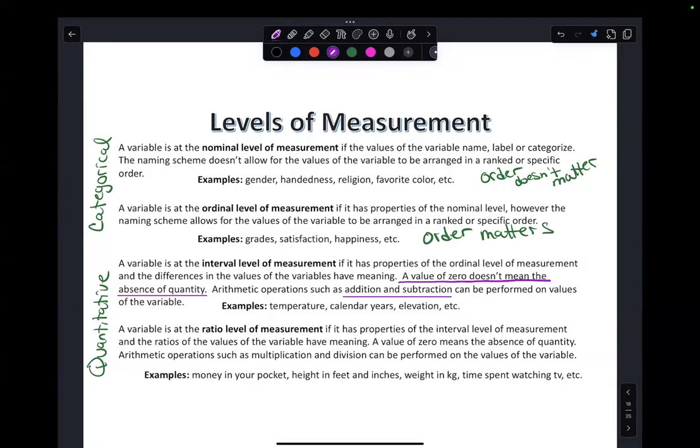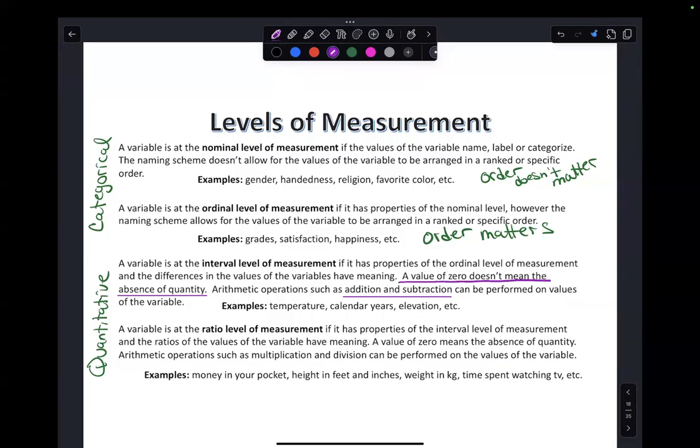So, for example, temperature. A value of 0 doesn't mean absence of quantity. If it's 0 degrees, it doesn't mean that I have no temperature. It just means that it's really cold. Calendar years. A year 0 doesn't mean there's no years happening, because we go back to before the Common Era. Elevation. An elevation of 0 just means you're at sea level. You can go below sea level in elevation.